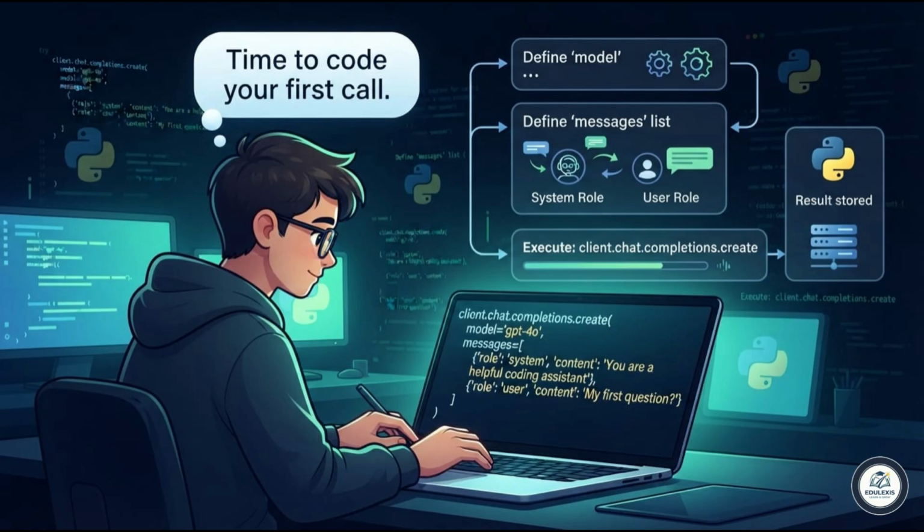Time to code your first call. We define the model, usually gpt-4o, and the messages list. Inside, we add a system role to define the model's behavior, like you are a helpful coding assistant. Then, add a user role with your actual question. Execute client.chat.completions.create and store the result.